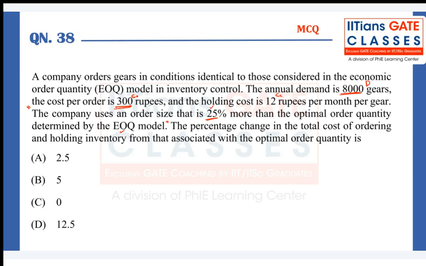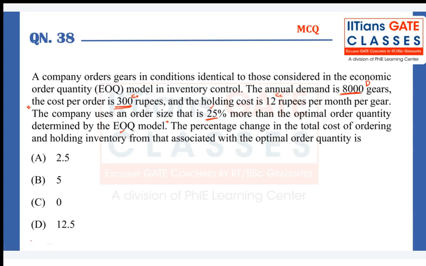So, we need to find the total cost at the EOQ quantity, and also we need to find the total cost at 25% more than the EOQ quantity. Then we need to find the change in the total cost between ordering 25% more than EOQ and ordering the EOQ quantity. Okay, now let us solve this question.